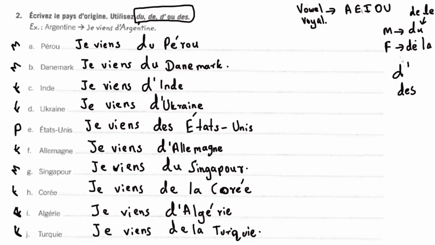Now let's make sure everything is right. First, je viens du Peru because Peru is masculine. Then je viens du Denmark because Denmark is masculine. Then je viens d'Inde because I is a vowel, so we put d'Inde. Then je viens d'Ukraine because U is a vowel. Then je viens des Etats-Unis because this is a plural country, so we put des. Then je viens d'Allemagne, and Allemagne starts with a vowel, so we put d'Allemagne. Then je viens du Singapore because Singapore is masculine, so we put du. And then je viens de la Corée because Corée is feminine, so we put de la.